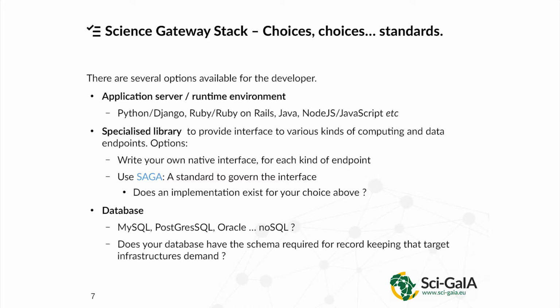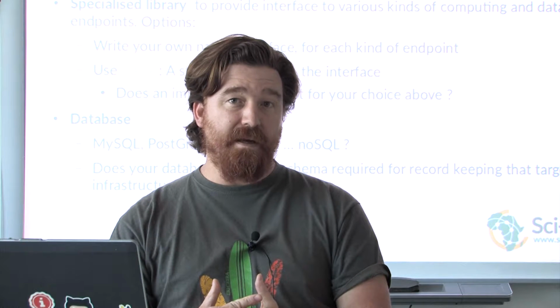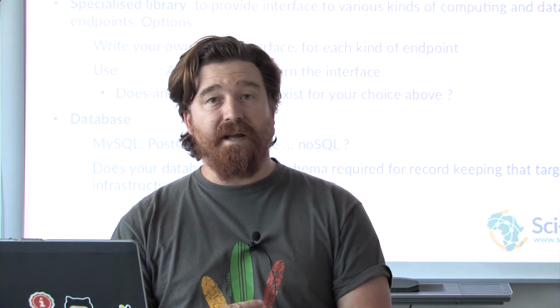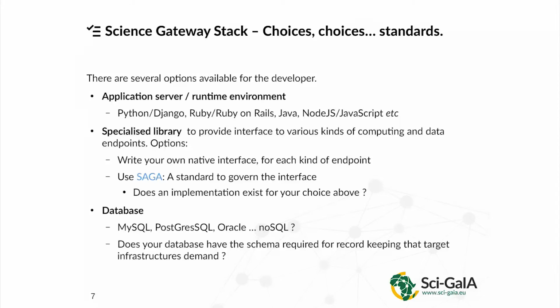So, in each of these components of the stack, we have several choices available to us. And if you were starting from scratch and you wanted to build your own science gateway, you would have quite an array of things to choose from. In terms of the application server, for example, you may be a Python developer, so you'd like to choose a Python stack. That would be something like Django with a Python execution environment behind that. Similarly, you may want to write your applications in Ruby with Ruby on Rails, and so on.